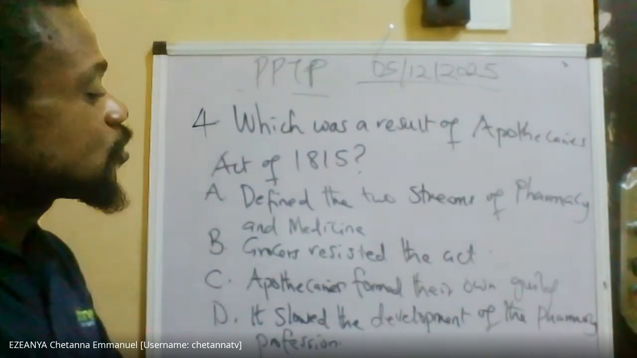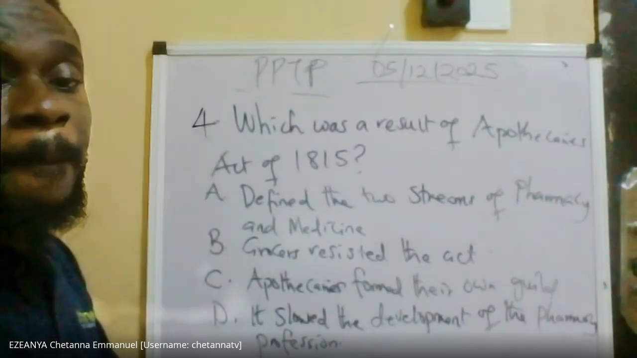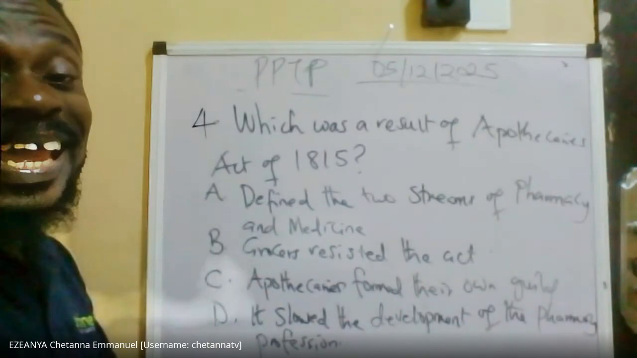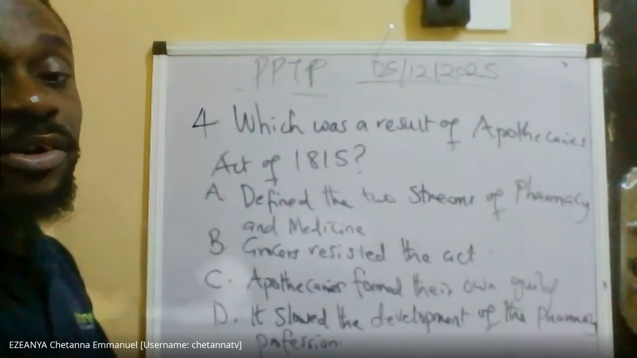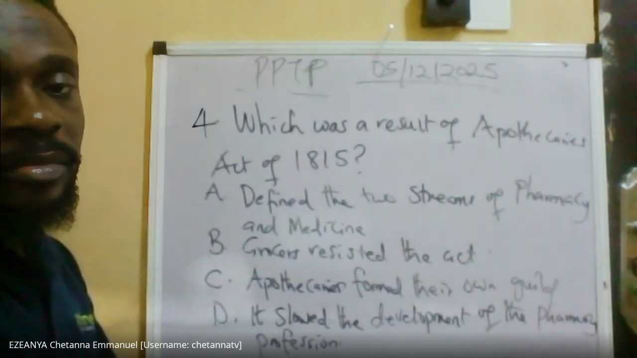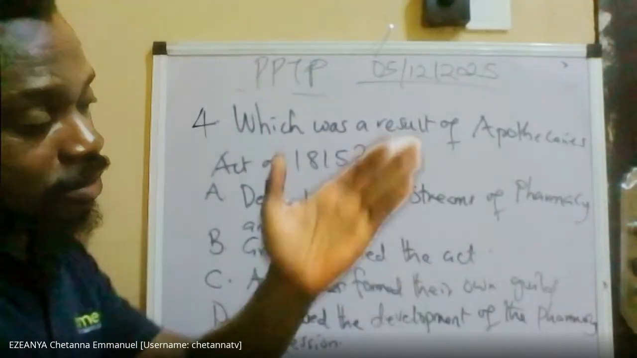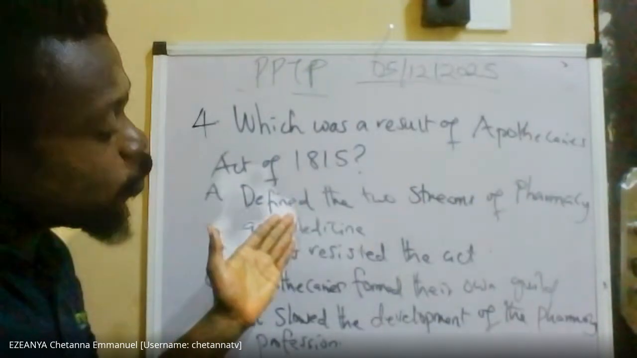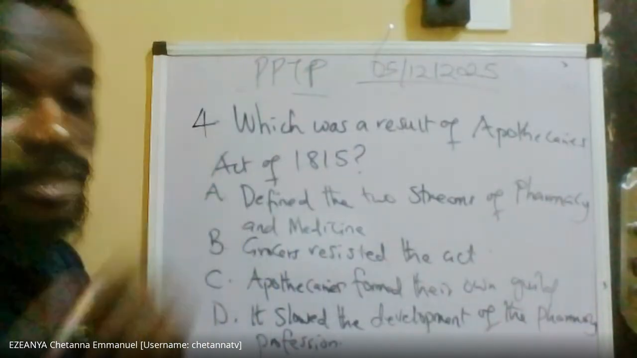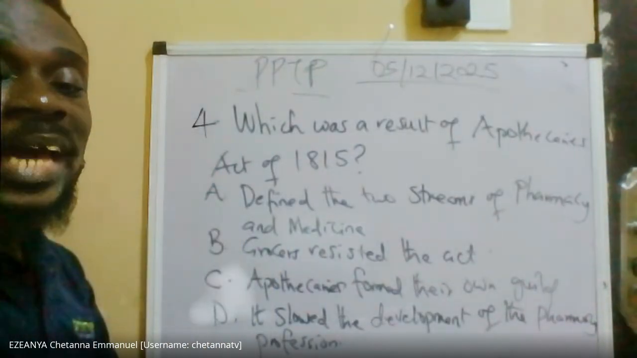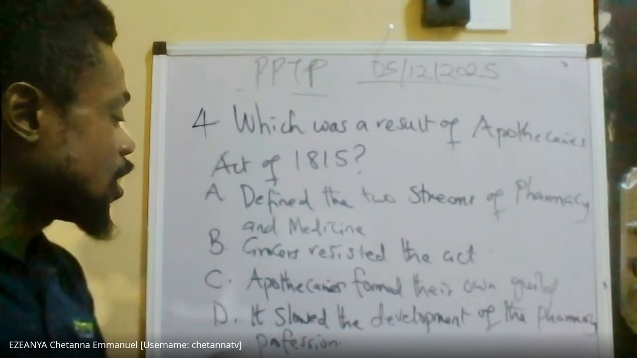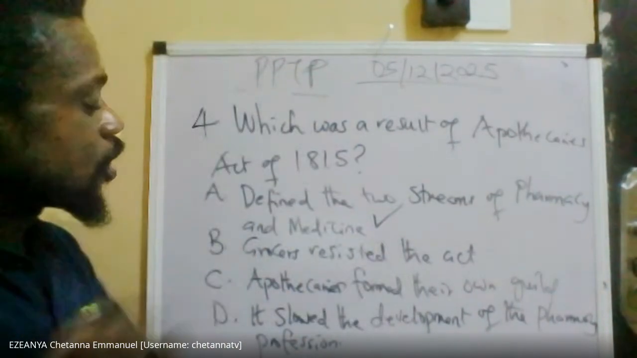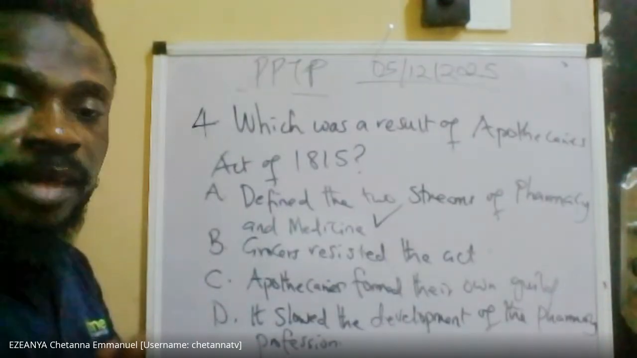It defined the two streams of pharmacy and medicine. So this actually provided a clearer legal separation, or definition, between pharmacy and medicine. This is the aftermath of the act. So I'll take this, but let's look at the other options. This says grocers resisted the act. I agree with you.